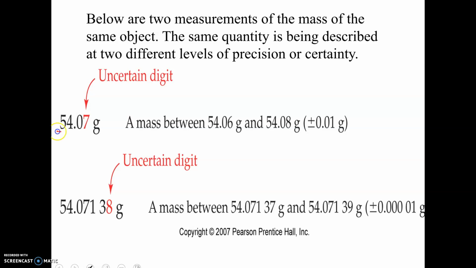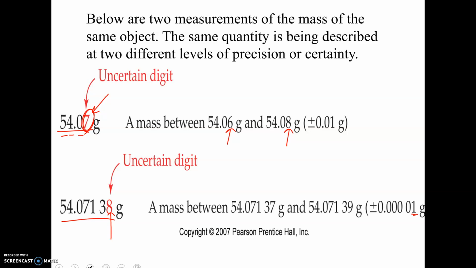So in this one, I basically guessed on the 0.07. I know these three, and my best guess is that it's between 54.06 and 54.08. Now, if I look at this measurement, I must have had a really good balance, right? Because this balance, I could estimate all the way to the 0.00001. So I have a much better balance. I have a much better measuring instrument, and that allowed me to get more precision. In other words, go more decimal places in my answer.